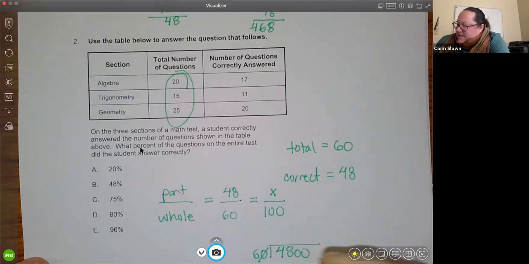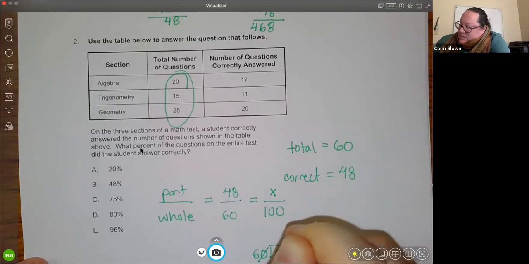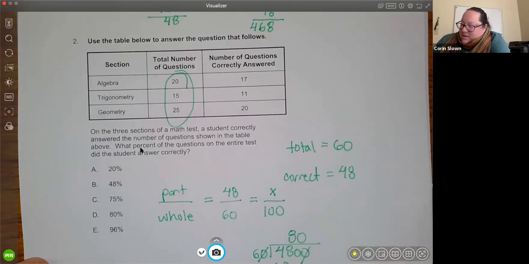Notice I can cancel my zeros, so that's the equivalent of 480 divided by 6. So if I do that, 6 goes into 48 8 times. So that would give me 80%. But there are a couple of other ways that I can solve this problem that might actually be faster. So I want to make sure that we talk about those two options.